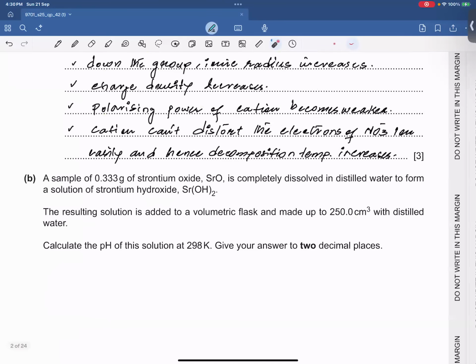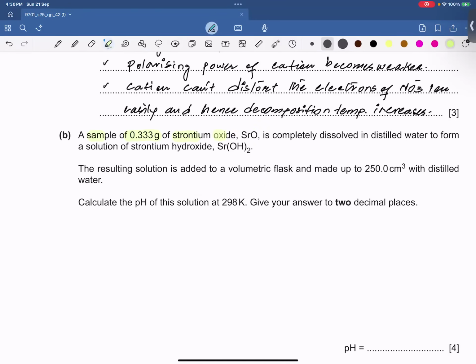A sample of 0.33 gram of strontium oxide, SrO, so the mass of the sample of strontium oxide is given, is completely dissolved in distilled water to form a solution of strontium hydroxide. All right, so let me give you an equation here. Strontium oxide, when placed in water, will turn into strontium hydroxide. And strontium hydroxide is basically an alkaline solution. The resulting solution is added to a volumetric flask and made up to 250 cm3 with distilled water.